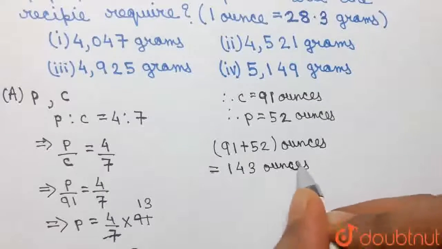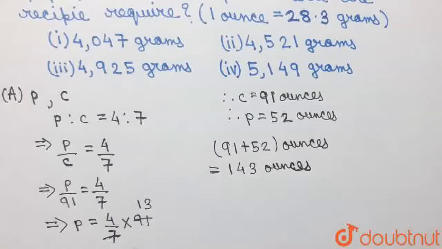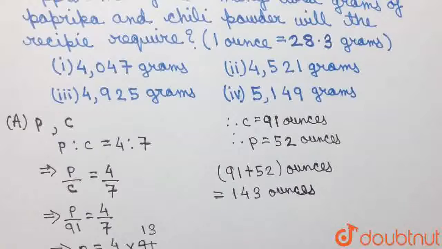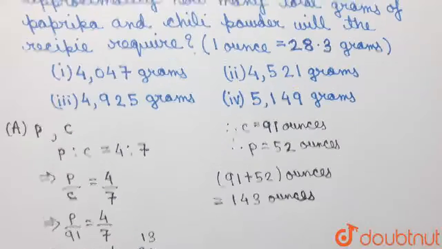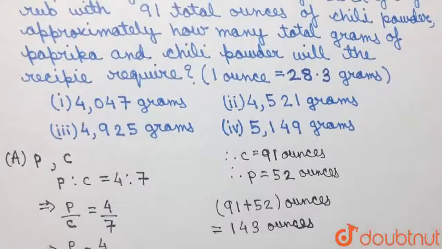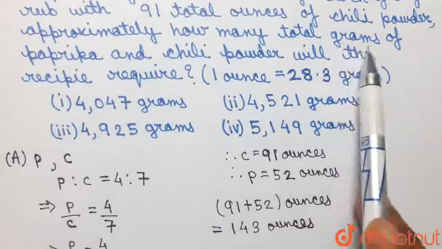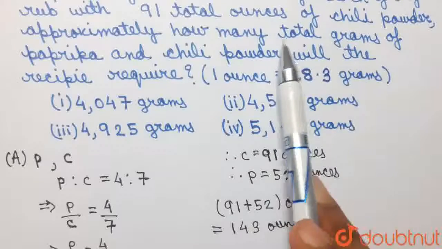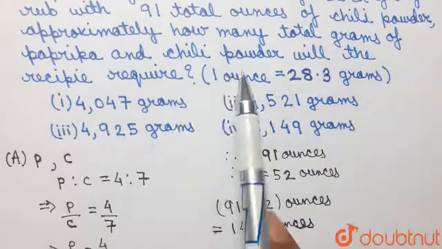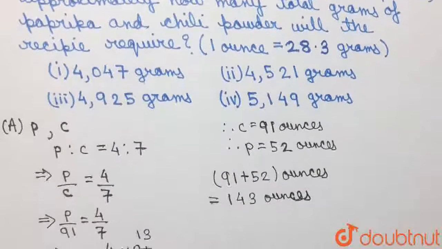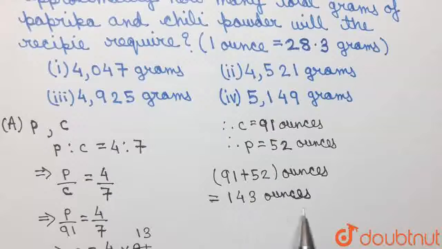Hence, we can conclude that the total amount of paprika and chili powder that the recipe will require is equal to 143 ounces. However, in the question we can observe that the total amount has been asked in grams. We are required to find the total grams of paprika and chili powder, not ounces. So what we have to do is convert this 143 ounces into grams.